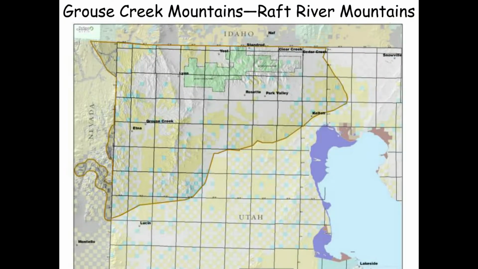This is the Grouse Creek, Raft River Mountain area. That's Salt Lake right there, and there's a Sawtooth National Forest, there's BLM, and 50% of the landscape is privately held. This is 1.1 million acres. The actual project that the Nature Conservancy is involved in is 1.3 million acres.